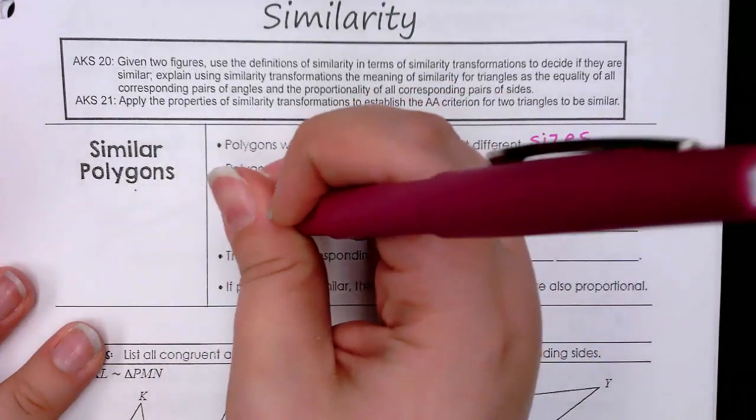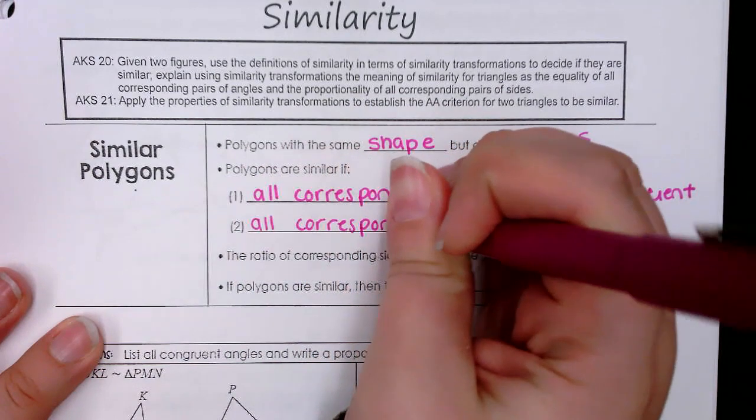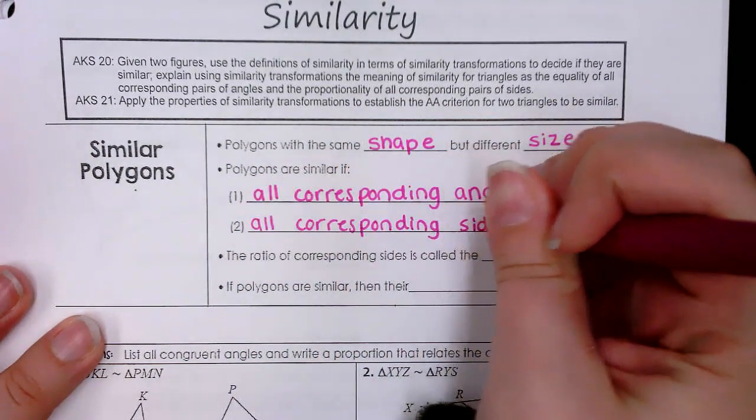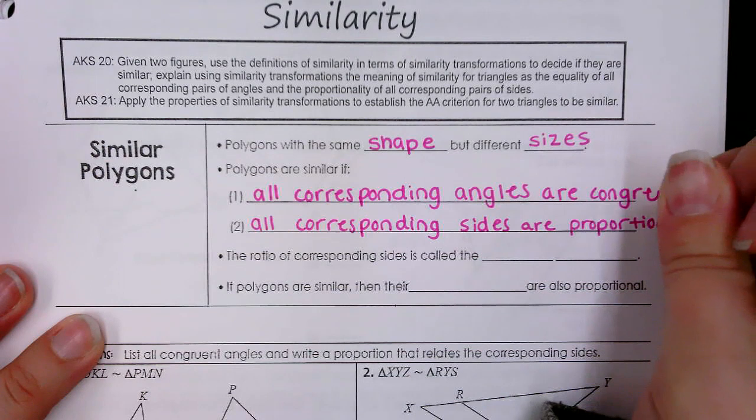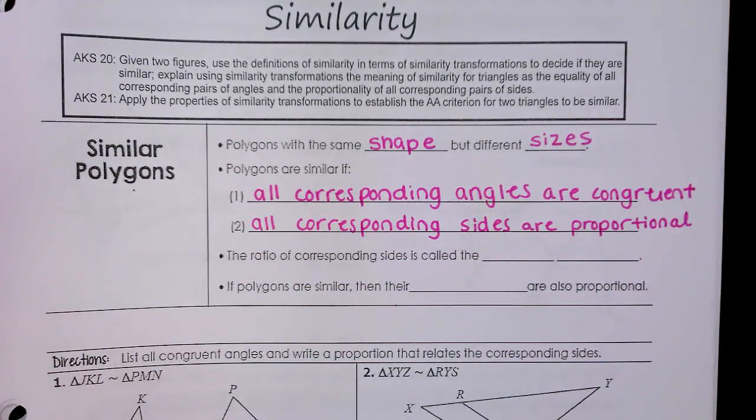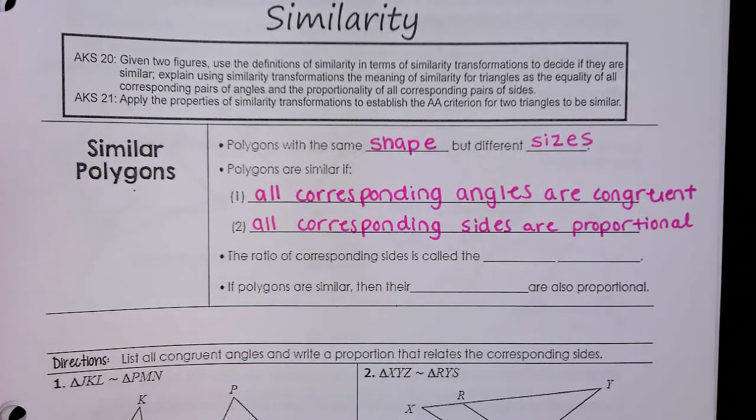The second way is that all corresponding sides are proportional. So the sides are no longer congruent. They're not the same size, right? Because our size gets bigger or smaller, changes. But they change proportionally. So that means if one side doubles, all of the sides double. Or if I take a third of one of the sides, I take a third of all of the sides. They get bigger or smaller by the same amount, by the same ratio.